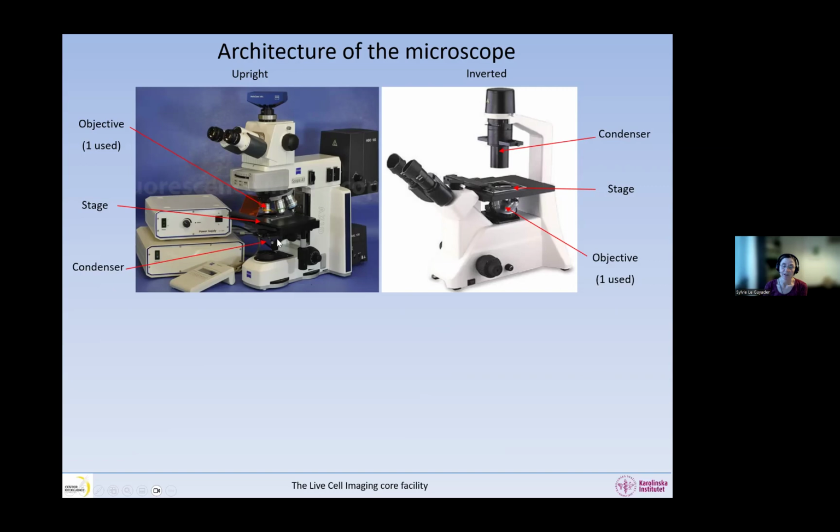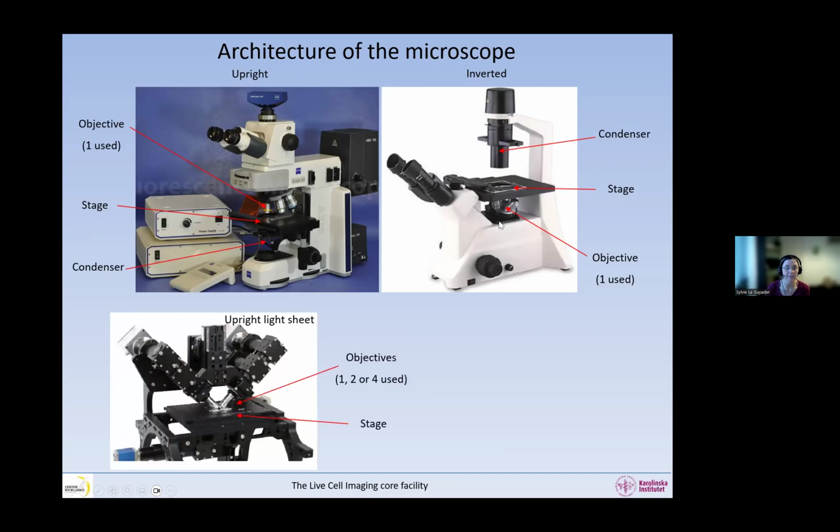On the other side of the stage, compared to the objective, we always have the condenser. It's a little bit difficult to see here, but this part here is the condenser and this part here is the condenser. The condenser is always on the other side of the stage compared to the objective. So easy to recognize. Now let's look at an upright light sheet system. The light sheet system is a little bit different in that we can use several objectives to image at the same time. Some light sheet systems use only one, but most of them use several. It's very common to have two objectives imaging at the same time, and sometimes you can have 4 of them as well.